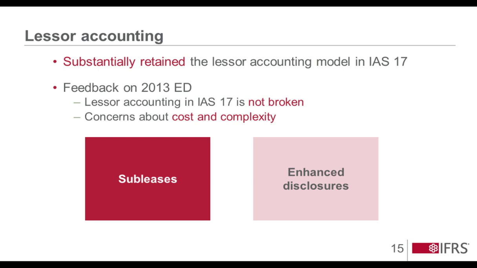The other change that's worth mentioning is some enhancements to the disclosure requirements for lessors. Whilst we heard that investors were happy with the accounting, they did note some areas where they felt disclosure information was lacking. The main example of this was information about risks associated with the residual asset that a lessor is left with at the end of a lease. So IFRS 16 requires some information to be disclosed in this area that was not required by IAS 17.